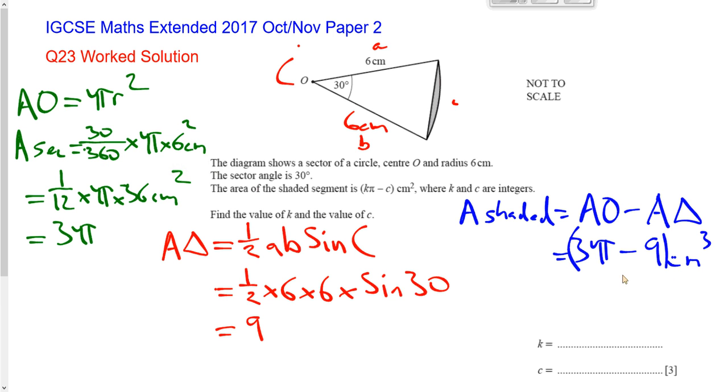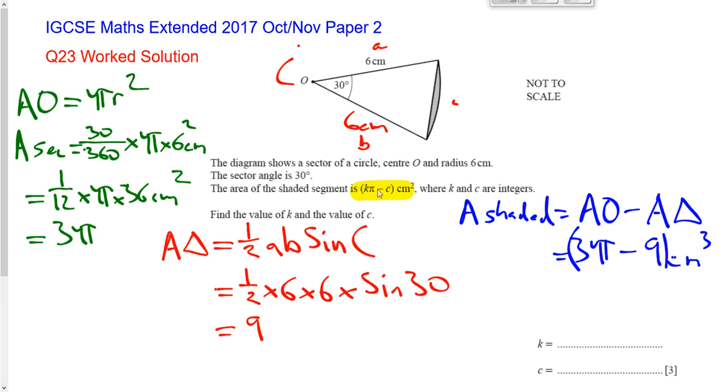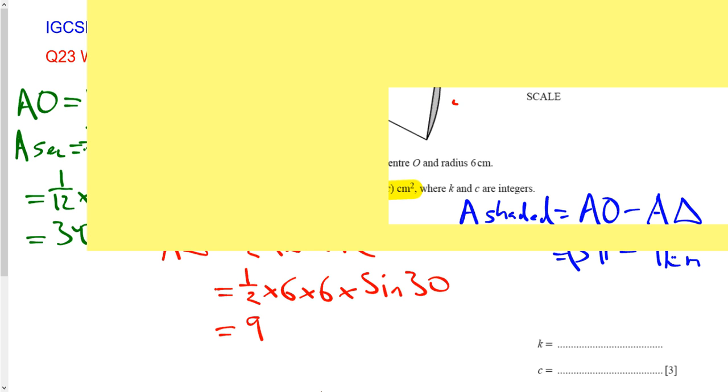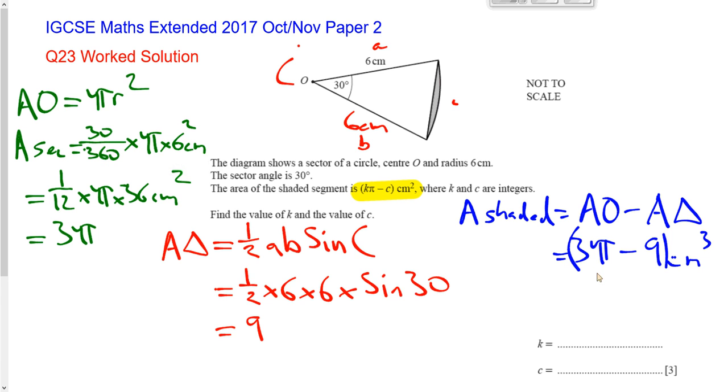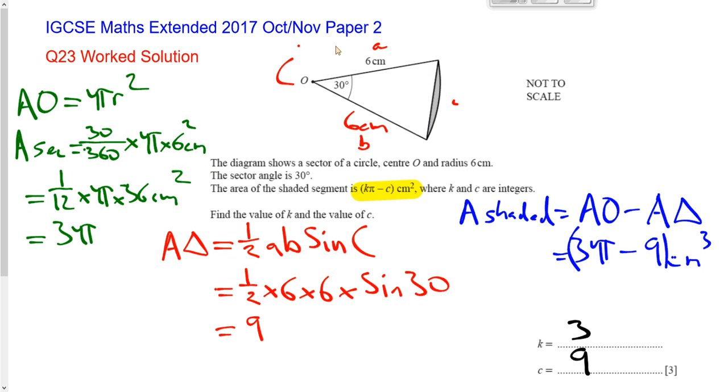If we have a look at that, we can see that it's in the form of what we've been asked. I can see I've got my two integers: I've got my 3 and I've got my 9. So the solution to this problem is k is equal to the coefficient of pi, which is 3, and c is equal to 9. And that is our solution right here.